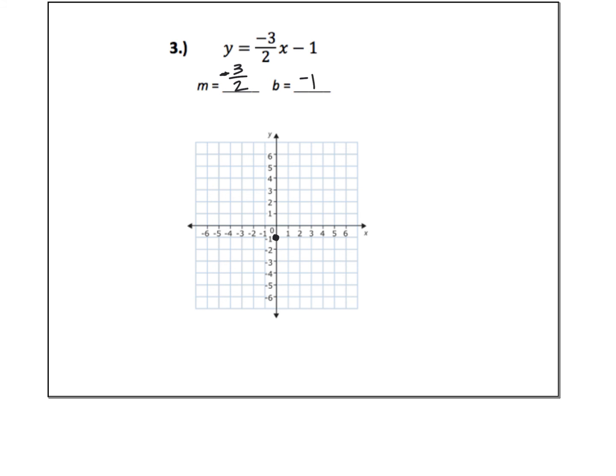So I put my pencil on my y-intercept and I go down 3 because it's a negative. 1, 2, 3, and right 2. 1, 2. And then I could do it again. 1, 2, 3, right 2. That's it. All done. So it's a pretty quick process and just takes filling in your letters and then using those letters to help you graph your line.